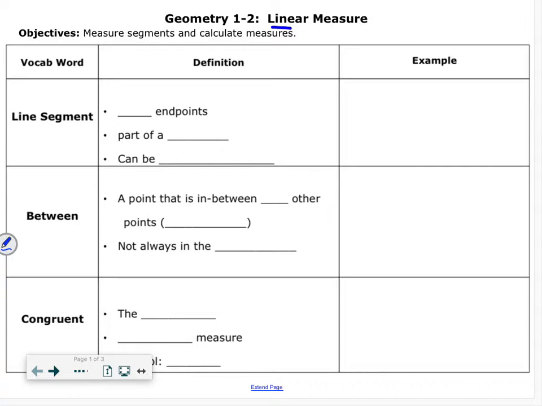So a line segment, notice it's a segment, so it's actually part of a line. It has two endpoints. So instead of going on and on forever and ever, this one actually stops, which means that it can be measured. It has a specific length that we can measure.